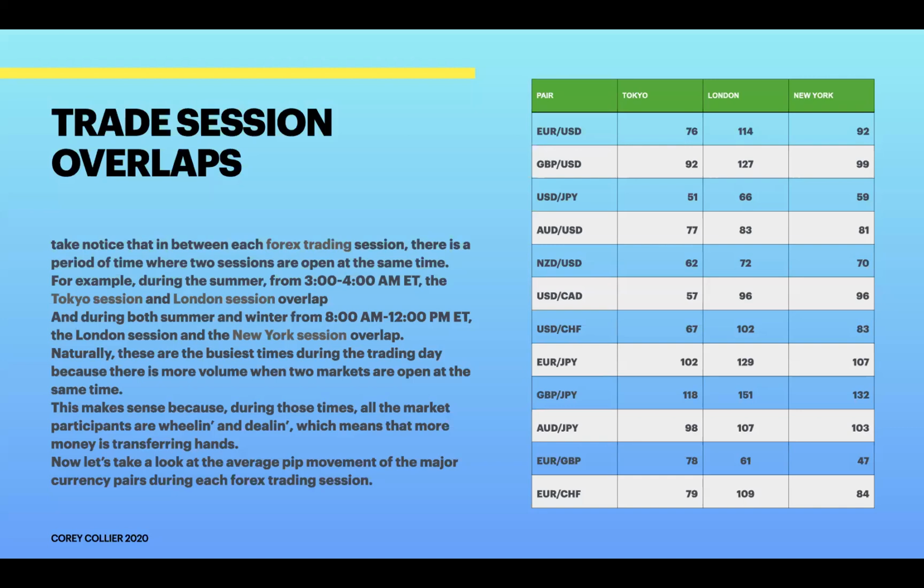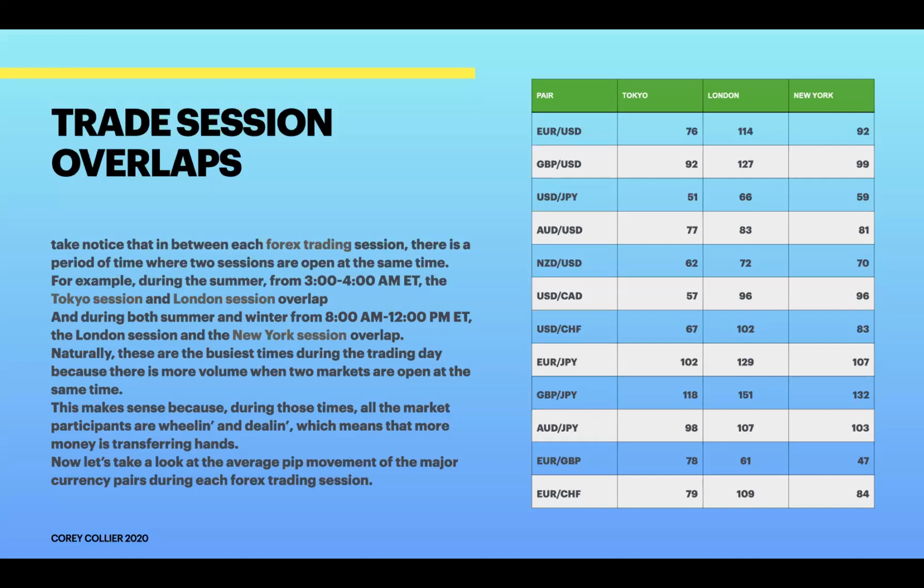All right, so trade session overlaps, guys. Take notice that in between each Forex trading session, there's a period of time where 2 sessions are open at the same time. For example, in the summer, from 3 a.m. to 4 a.m., the Tokyo session and the London session overlap. And then both in the summer and the winter, the London session and the New York session overlap, okay?